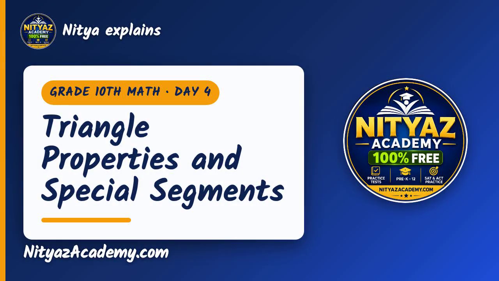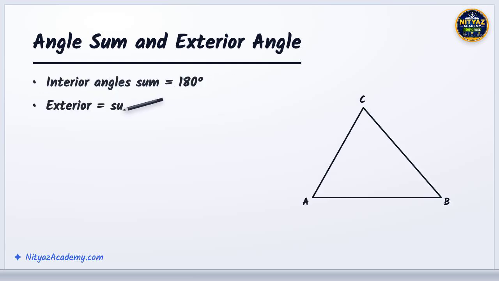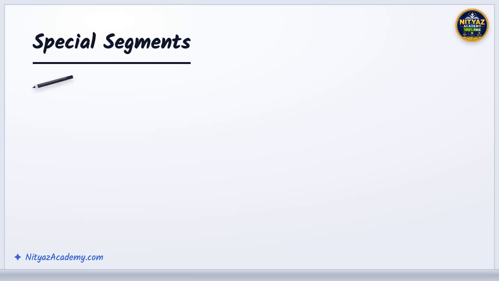Let's learn triangle properties and special segments together, step by step. Two facts power most triangle problems. First, the three interior angles always add to 180 degrees. Second, an exterior angle, formed by extending one side, equals the sum of the two interior angles far from it, called the remote interior angles. These two rules let you chase down almost any missing angle.